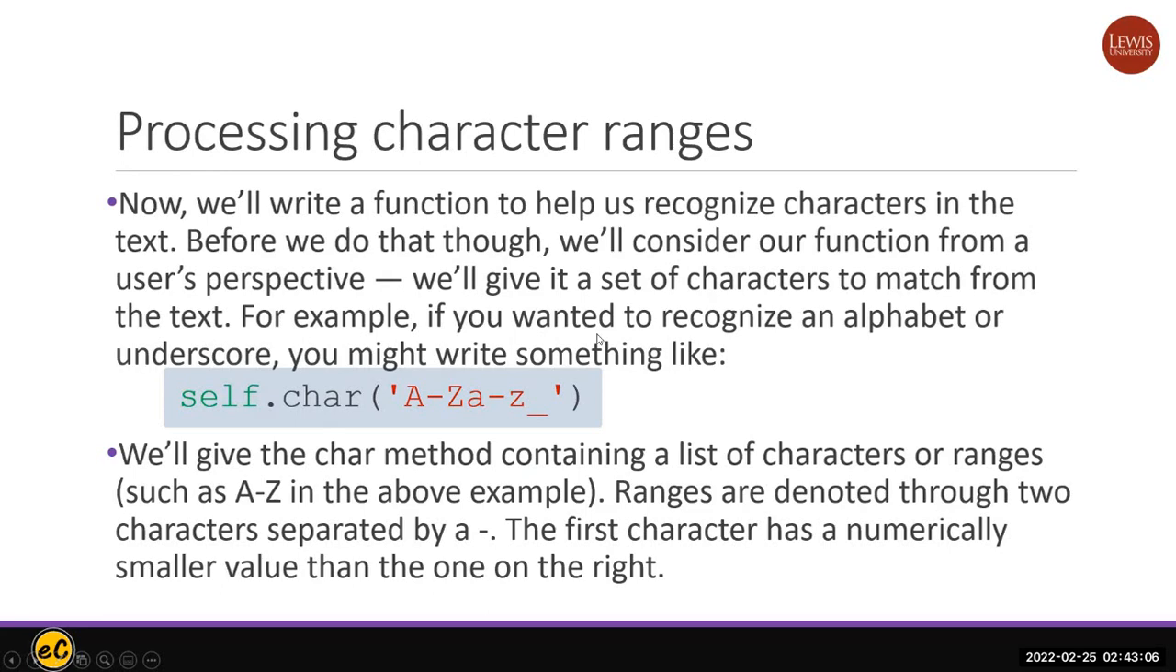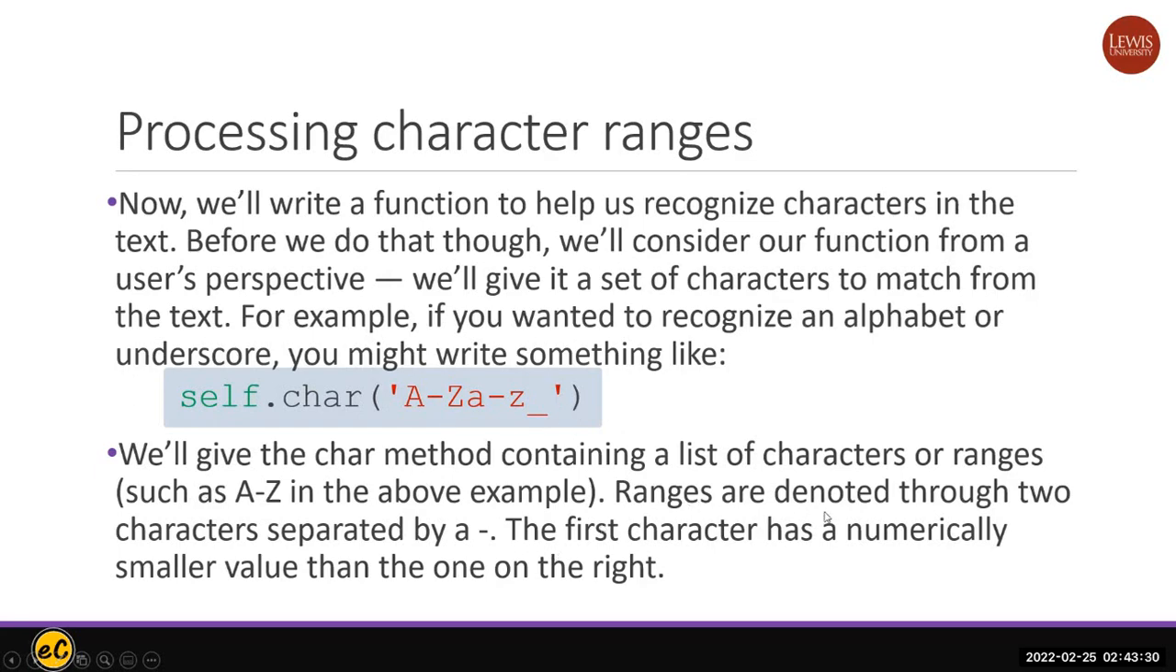For example, if you wanted to recognize alphabet or underscore, you might write something like this. These are actually recognized characters. So there's a char method, which we give a list of characters and ranges such as A to Z. So these are the character ranges.